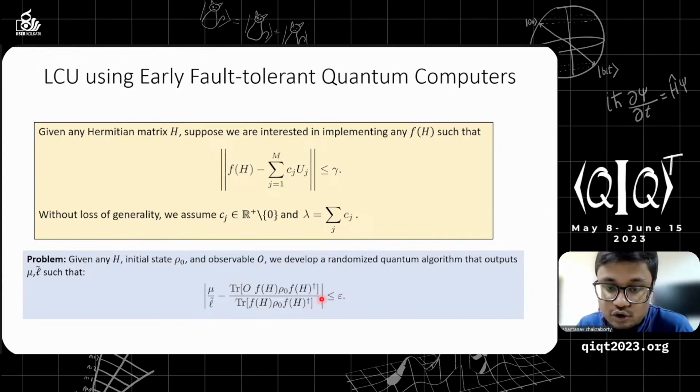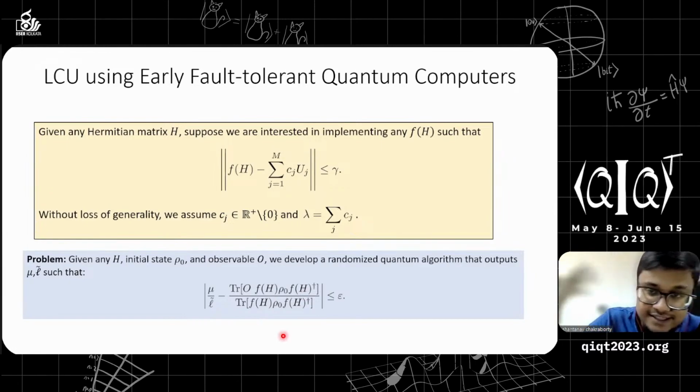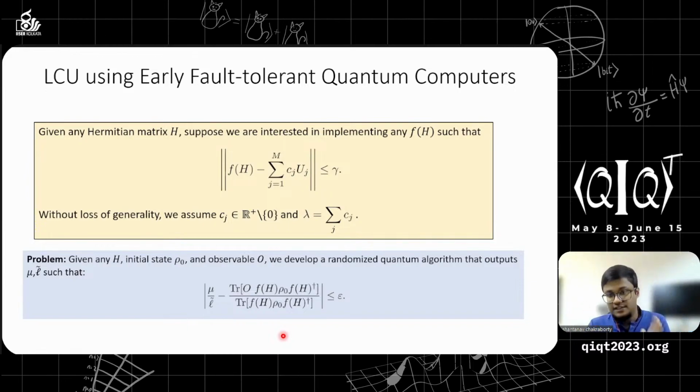So what is this quantity? Well, if you look at just the numerator of this ratio, f of H rho f of H dagger, it's just the LCU applied to your initial state. Trace of O times that is basically the expectation value of the observable. And of course, you would want a normalized quantum state, so the denominator is just the norm of the resulting quantum state. So this is basically trace of O rho, where rho is the state that you have prepared by LCU. This is what we are interested in. We want to give a randomized quantum algorithm tailored to early fault-tolerant quantum computers that allows us to estimate the expectation values of observables with respect to quantum states which correspond to applying f of H to your initial state.